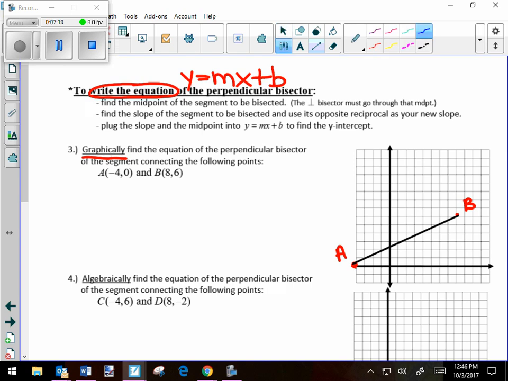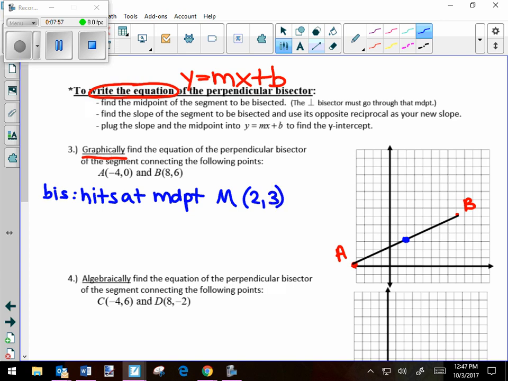If it bisects it, that means it hits at the midpoint. So one of my jobs is going to be to find the midpoint, and because I'm doing this graphically, I can look at my picture and eyeball where I think that midpoint is. I think the midpoint is going to be this point right here. So I'm eyeballing it, and I find that my midpoint is at the point 2, 3.